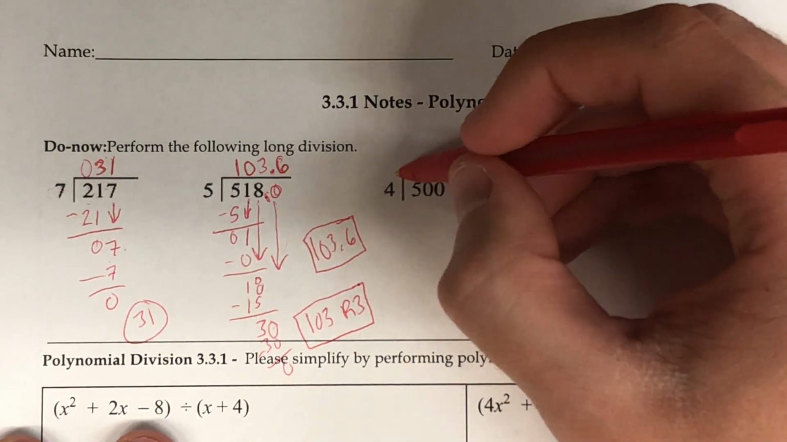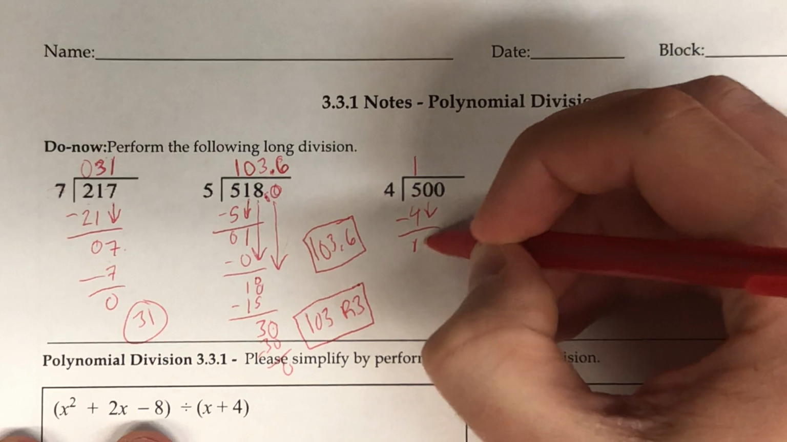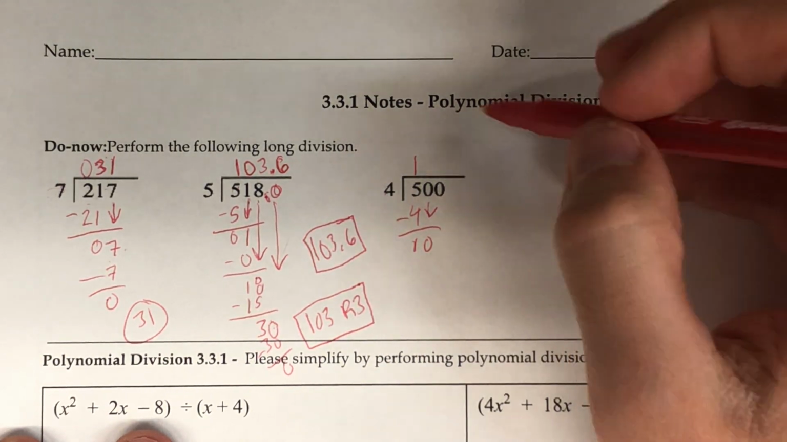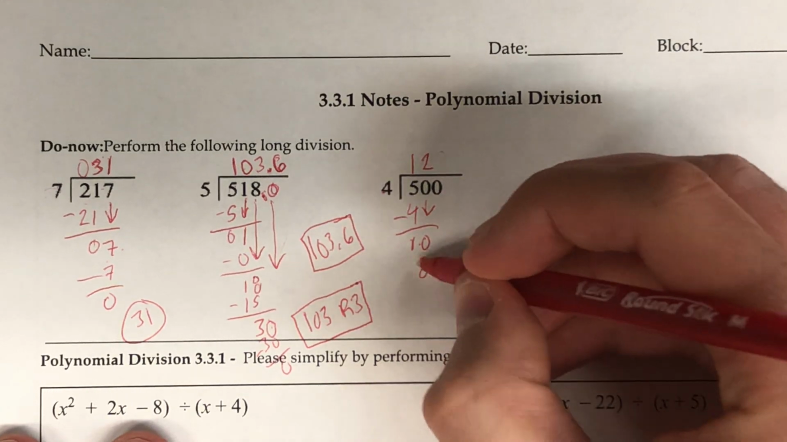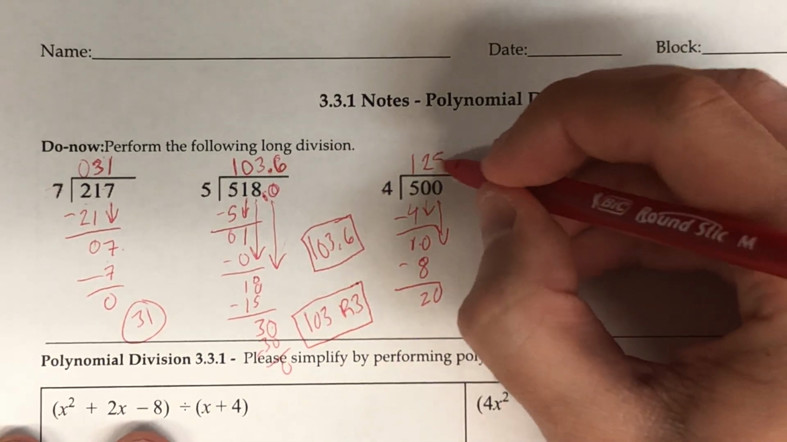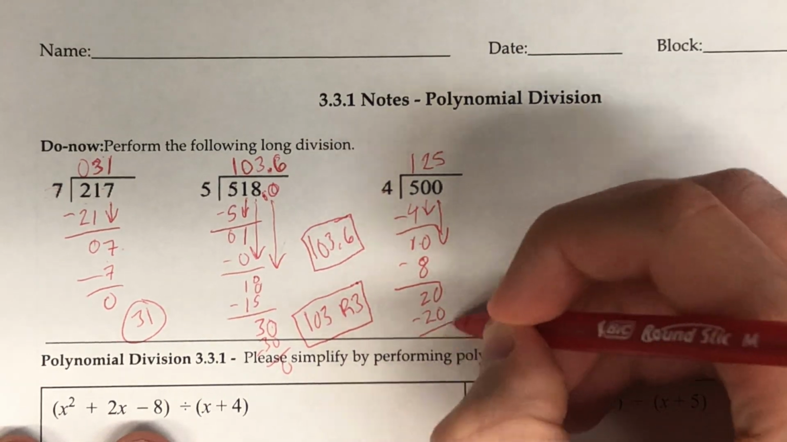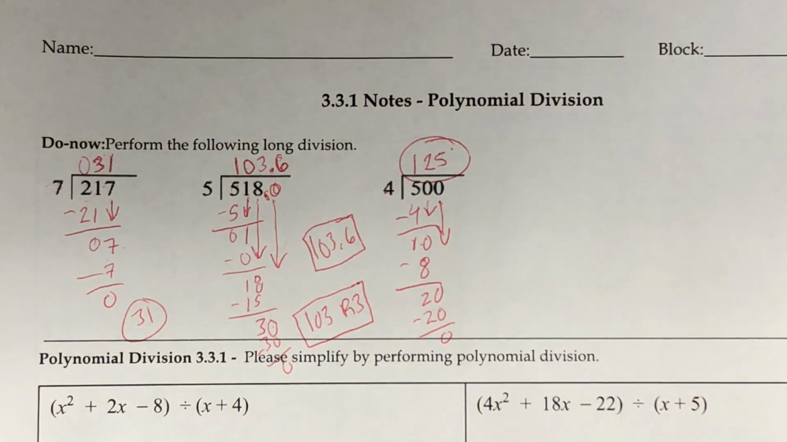4 into 500, 4 goes into 5 once. 5 minus 4 is 1. Bring down the 0, so 4 goes into 10 twice, because 4 times 2 is 8. Bring down the 0. 4 goes into 20 5 times. 4 times 5 is 20. That cancels out. We're done. 125. Okay, that's long division.